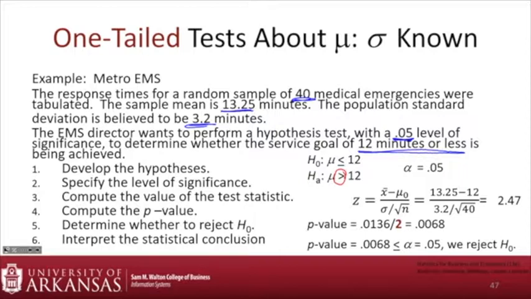That right there. Because we have a direction that we're looking at, that makes it a one-tailed test, because it's not just equal or not equal. If the question had been worded whether we meet a service goal of 12 minutes, and there wasn't "or less," then it would be two-tailed, because it would be whether it's above or below.